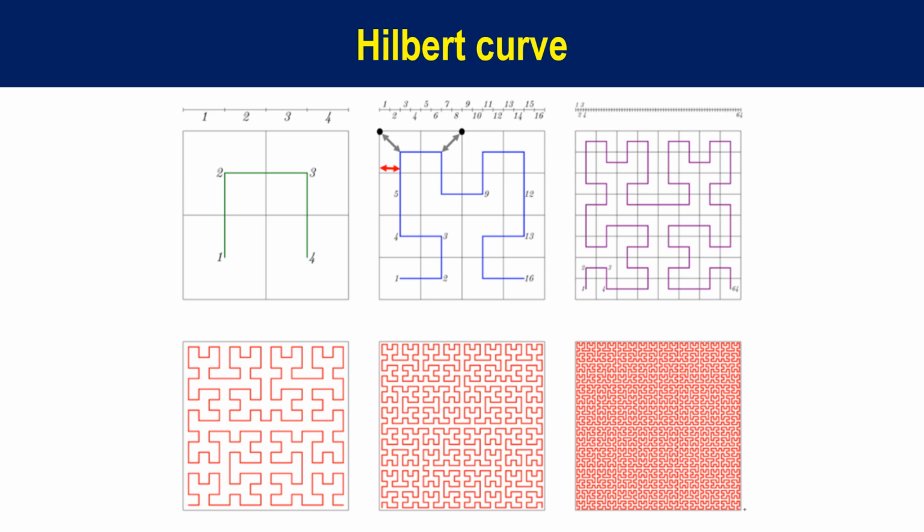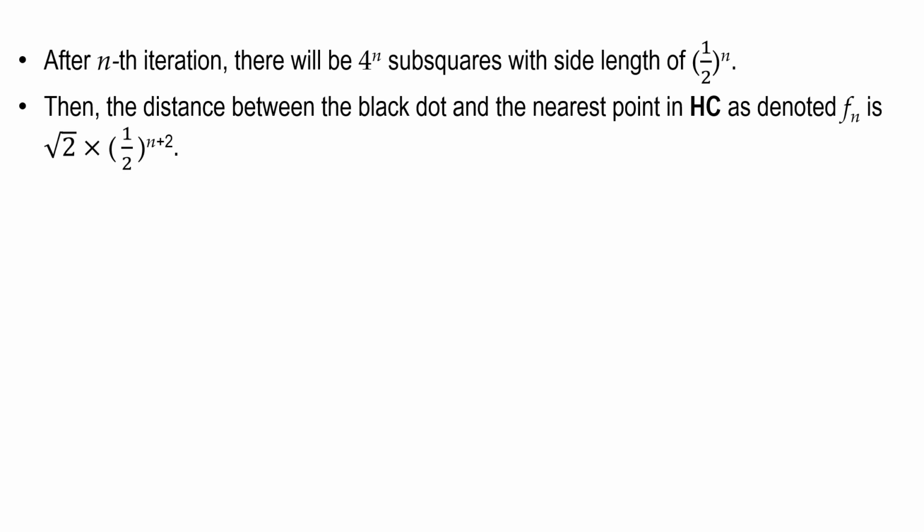The upper middle panel in the figure shows the most distant points in the subsquare from the Hilbert curve are the corners marked as a black dot. After the nth iteration, the distance between the black dots and the nearest point in the Hilbert curve is square root 2 multiplied by 1 over 2 to the power of n plus 2.